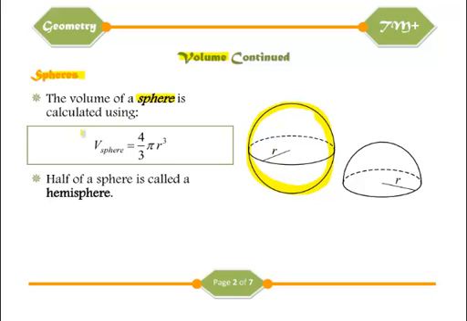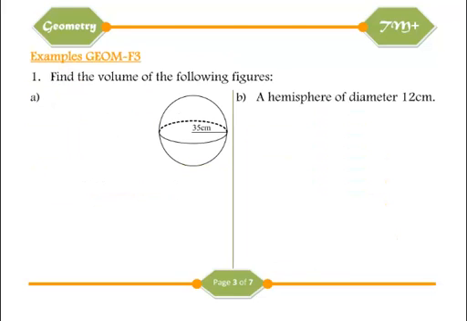The volume of a sphere is calculated using 4/3 pi r cubed. Now half of a sphere is called a hemisphere. No need for a special formula, just work out the volume of a whole sphere and divide it by 2. So here we've got: find the volume of the following figures.